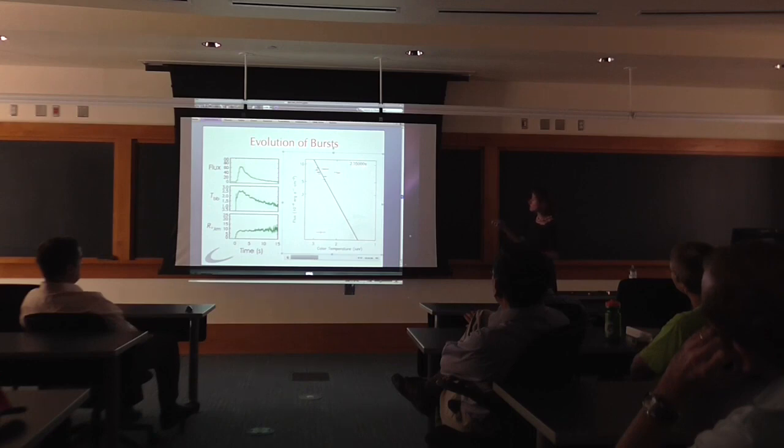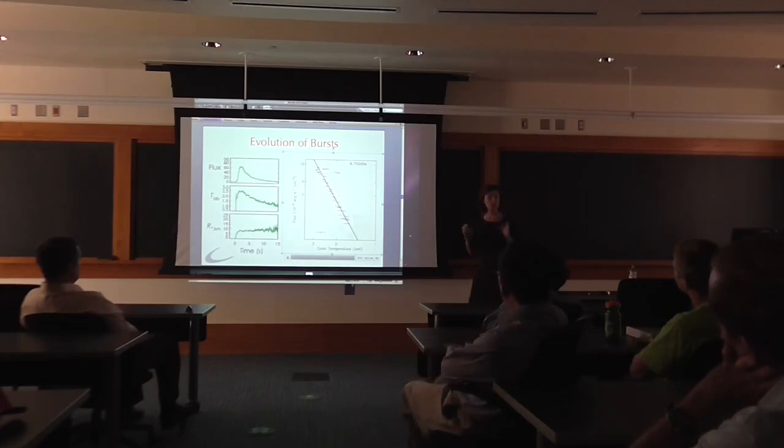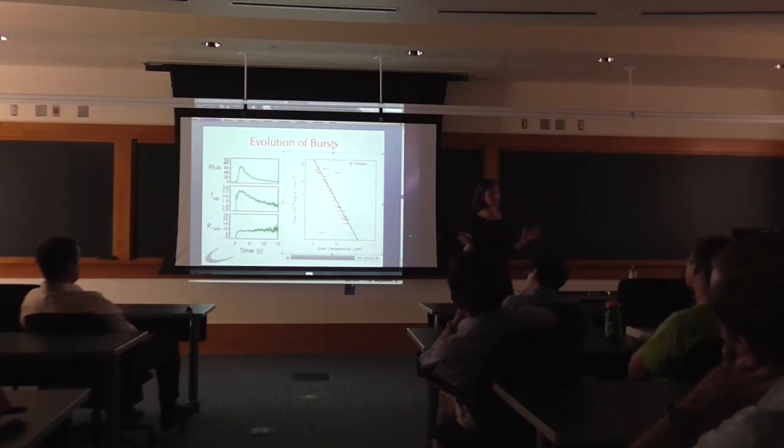This is the time running in seconds, and this is what that burst is doing. Okay? Don't worry about this. This is the expansion of the photosphere above the neutron star surface. But the rest of the time, it really has a constant emitting area.